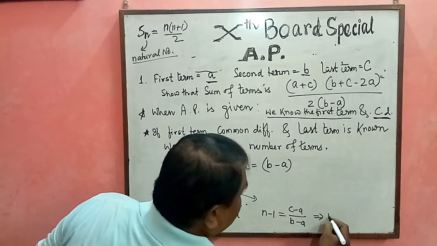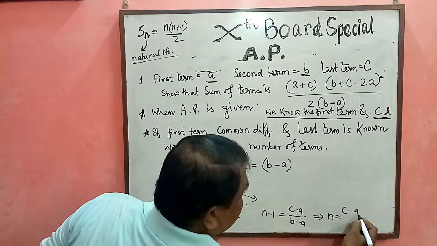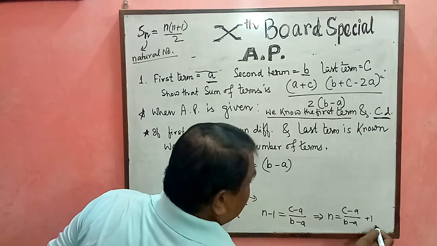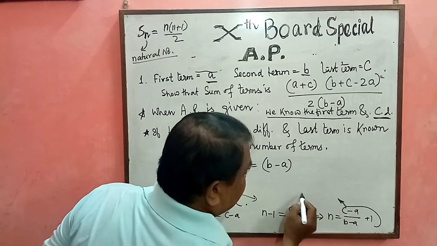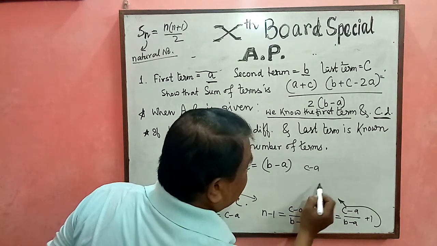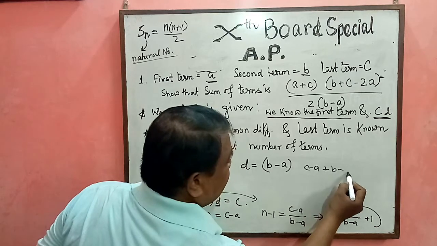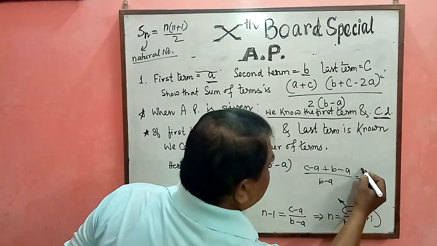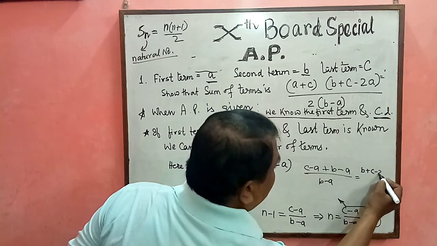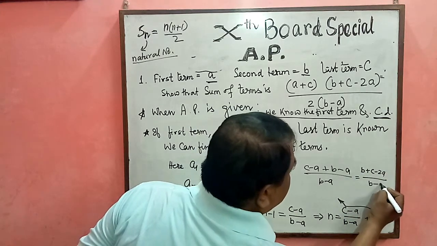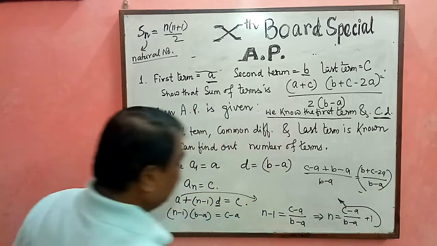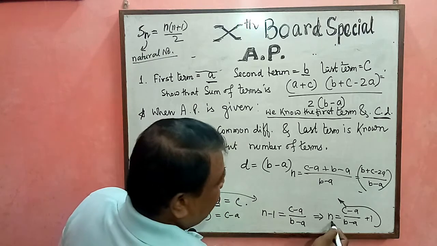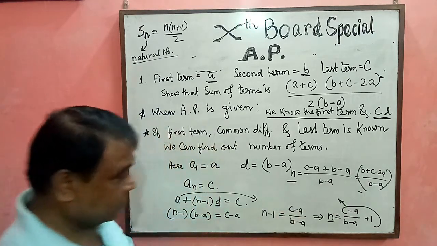Again, n is equal to (C minus A) upon (B minus A) plus 1. Now we have this one here. You see, (C minus A plus B minus A) upon (B minus A). That implies it is (B plus C minus 2A) upon (B minus A). This is n. The value of n here is this. We have this number of terms.